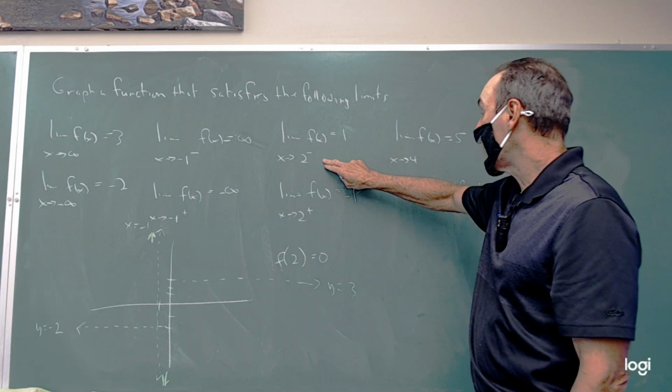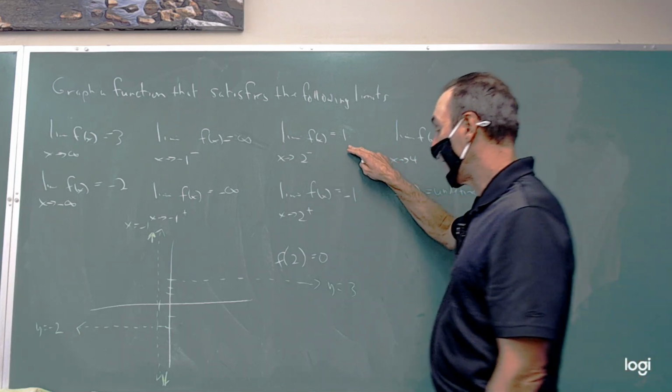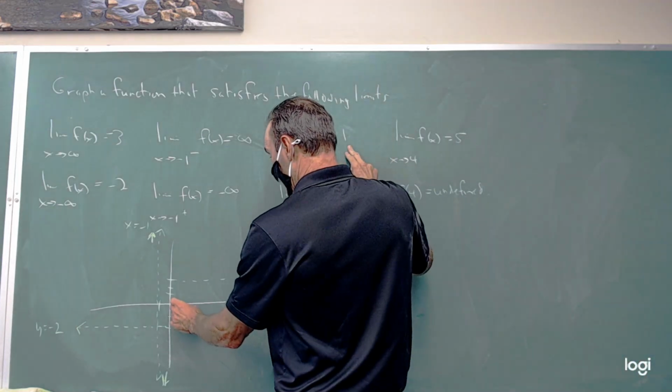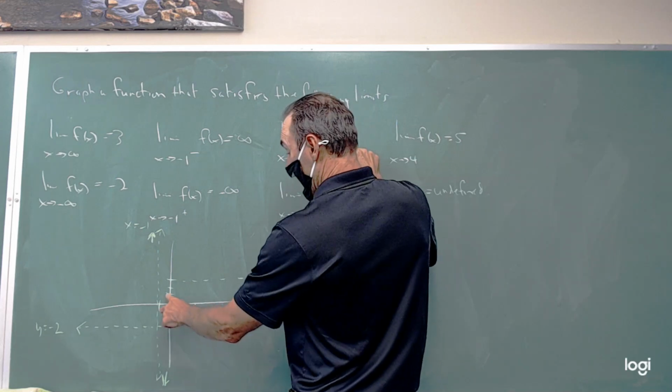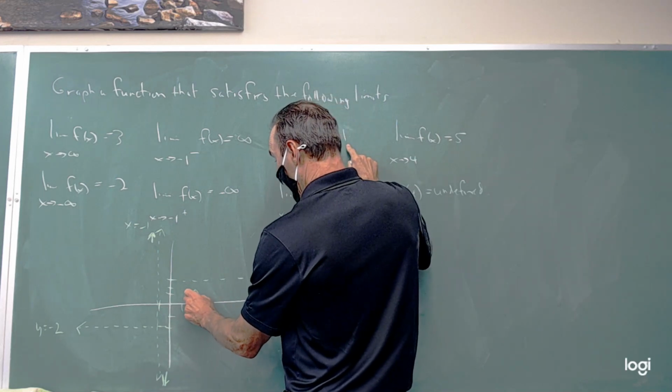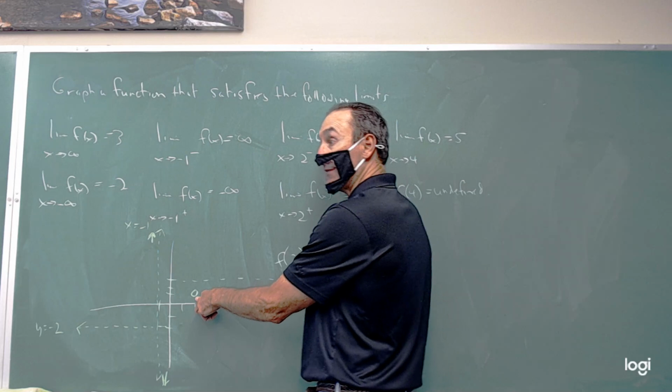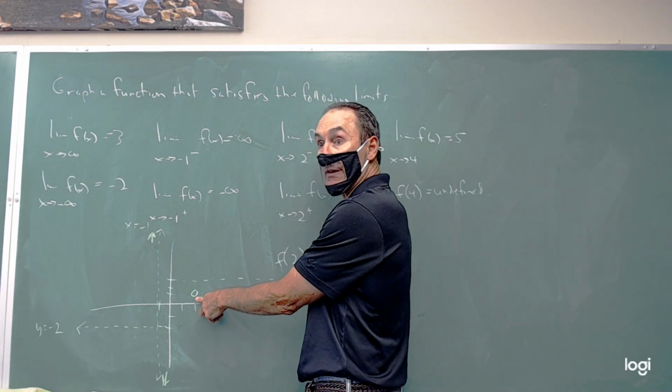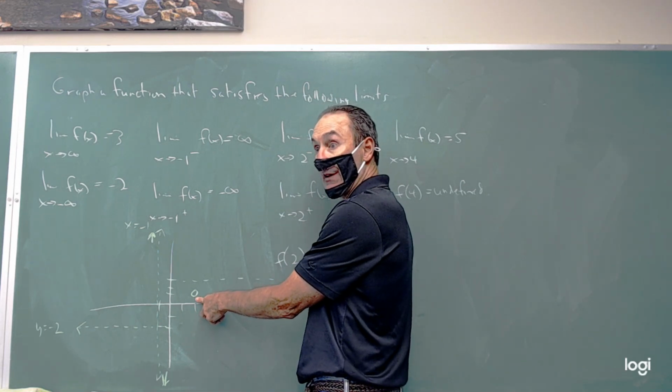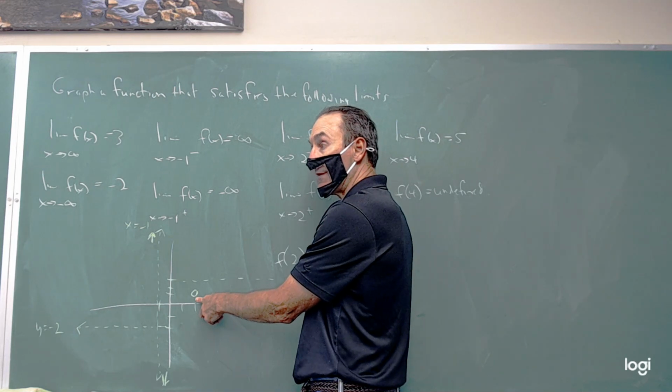Limit as x goes to 2 from the left is 1. So I'm going to go to 2, 1, 2. It wants to be a y value of 1. So I don't know yet if that's defined or not. So at this point in time, I'm going to make it an open circle. That may change when I get more information.